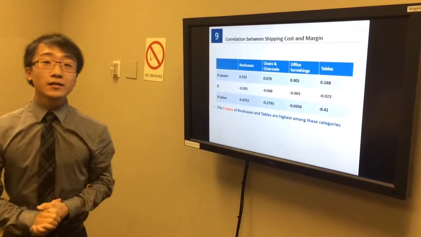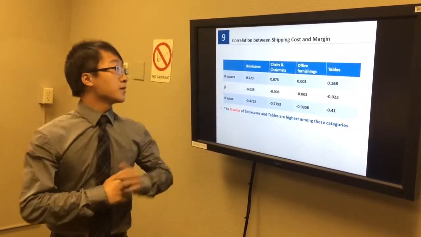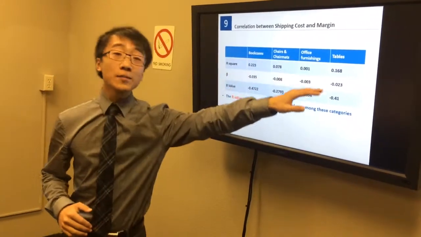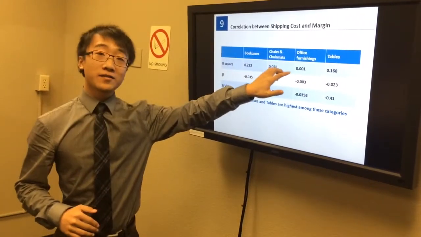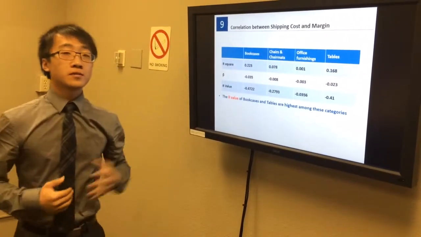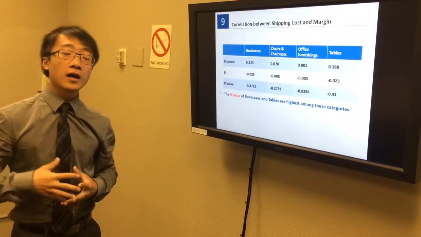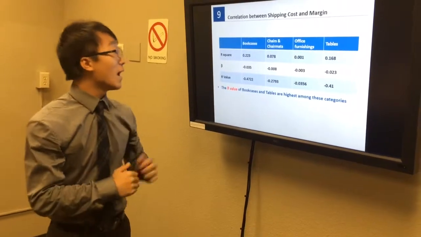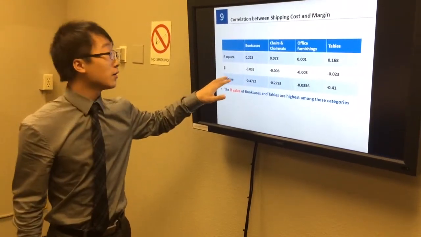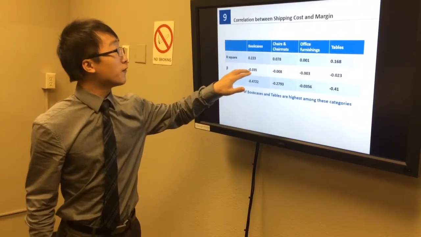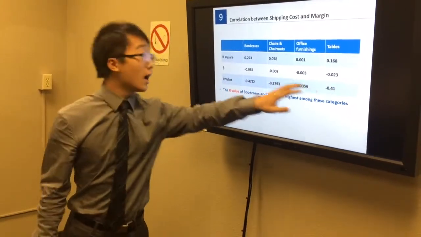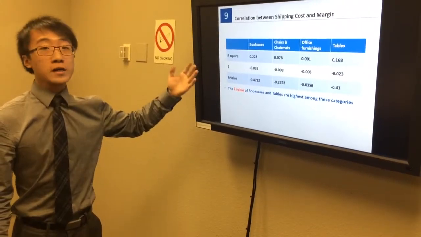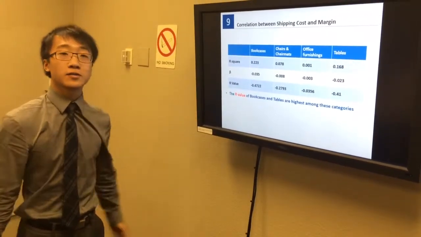To summarize that, we came up with this table. As you can see here, the R square of bookcases and tables is much higher than other subcategories, which means shipping cost is doing something to our margin. And as you can see, the absolute beta value of bookcases and tables is also higher than other subcategories. So it plays a more important role in these two subcategories.